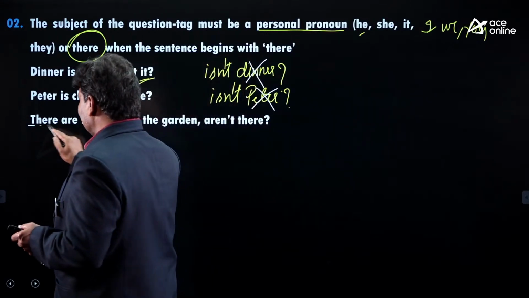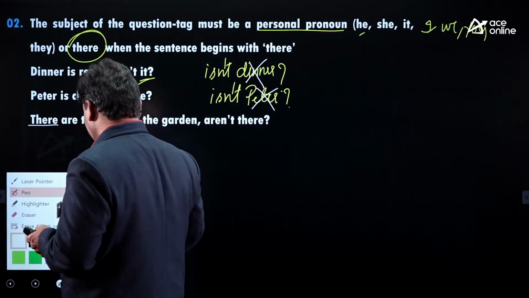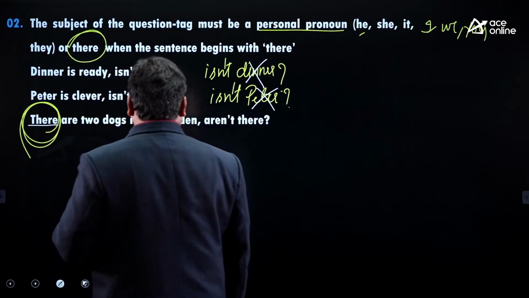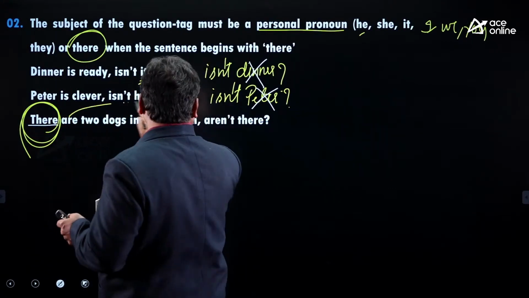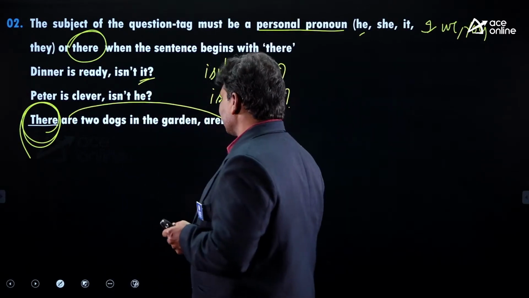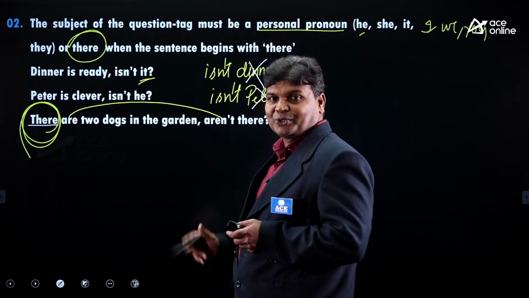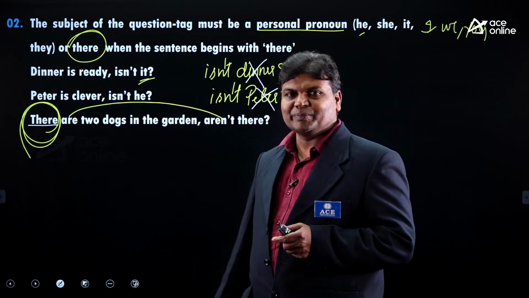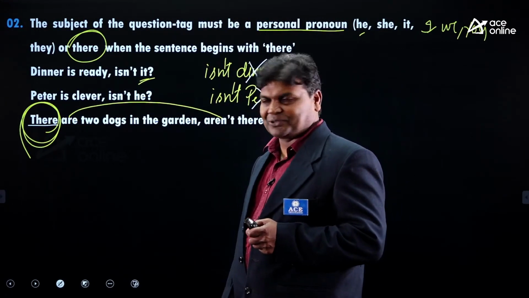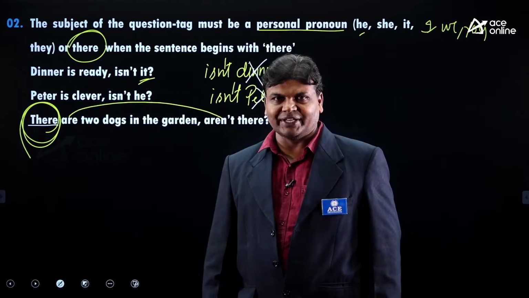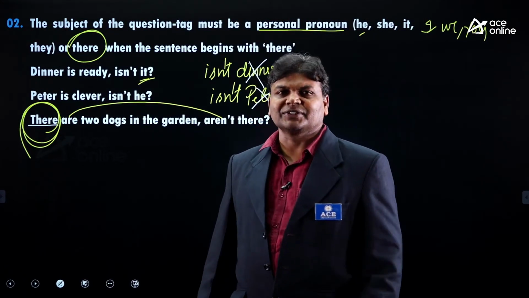Now, you begin with the word there, T-H-E-R-E. Be reminded of this please. There are two dogs in the garden. R has to be repeated, definitely: aren't there. That is the only exception where there is no personal pronoun. Are you able to get me, students? Yes, there are two dogs in the garden, aren't there?